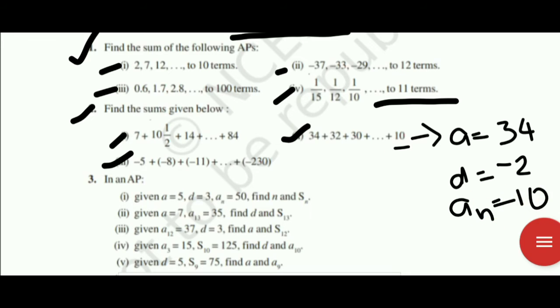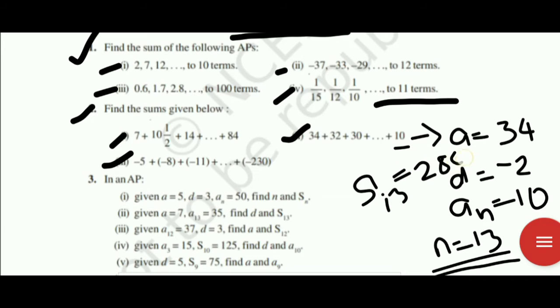So with these values you can find n value by putting these things in the formula an is equal to a plus n minus 1 into d. So now you will get the value for n. Your n value will be 13. This is a small hint I am giving. Now you can put these values in the second formula of sum, n by 2 into a plus an. Then you will get the sum of 13 terms as 286. So this is your answer for sub question 2.